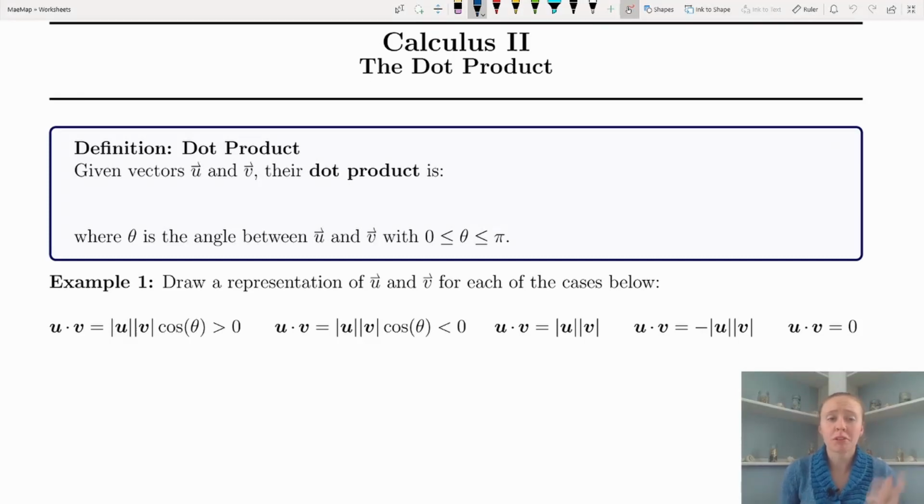Today for Calc 2, we're going to be going over the dot product. What is the dot product and what exactly is it used for? Those are our two big questions that I want to get answered in this worksheet.